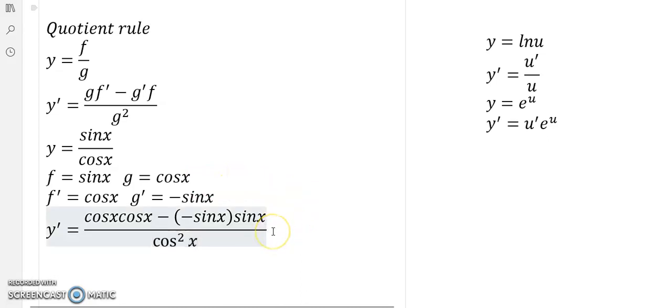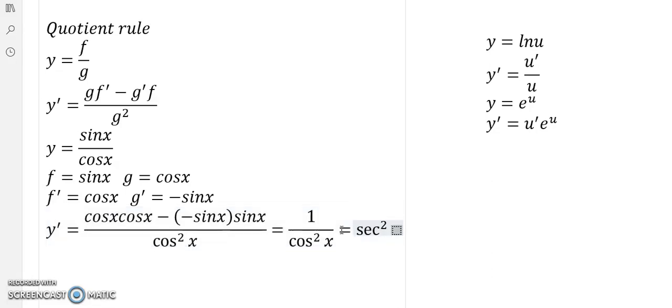However, this is the same as, on the numerator we have cos and cos will give us cos squared, negative and negative will give us positive, and sine will give us sine squared. Then the numerator will become 1. Then we will have 1 divided by cos squared x, just like that, which is equivalent to secant squared. Yeah, that's it.